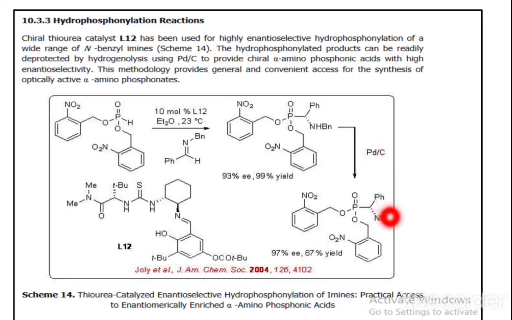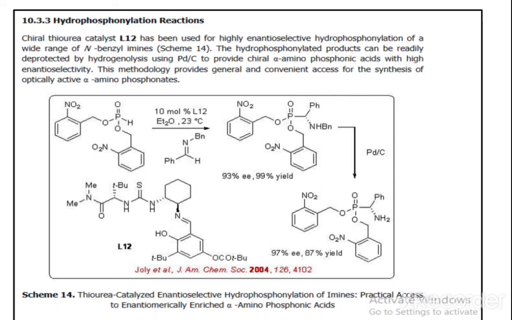Now in the next step, palladium on carbon, it is a deprotection, that means NHBn will convert into NH2, it is called a deprotection. The overall reaction takes place in the presence of this L12, this organocatalyst, and it is called thiourea catalyzed enantioselective hydrophosphorylation of imines. This is C double bond N, the imine. It is a practical access to enantiomerically enriched alpha amino phosphonic acids.